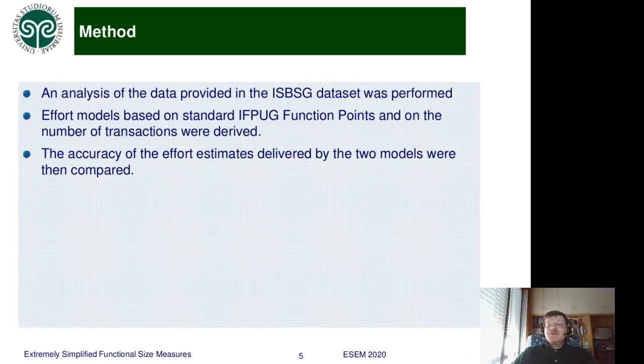To test our hypothesis, we performed an empirical study based on the data provided by the ISBSG, which is the International Software Benchmarking Standards Group. The study consisted in deriving a statistical model of effort based on standard function points and a similar model based on the number of transactions. Then we compared the estimation accuracy provided by the two models. Since effort estimation is the main reason why function points are used, we assume that if the number of transactions works fine for effort estimation, then it can be considered as a candidate to replace function points.